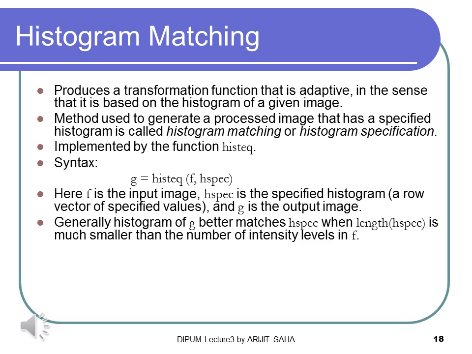Finally, we want histogram matching. It produces a transformation function that is adaptive, in the sense that it is based on the histogram of a given image. The method used to generate a processed image that has a specified histogram is called histogram matching or histogram specification, implemented by the function histeq. And how is it written? histeq(f, hspec).